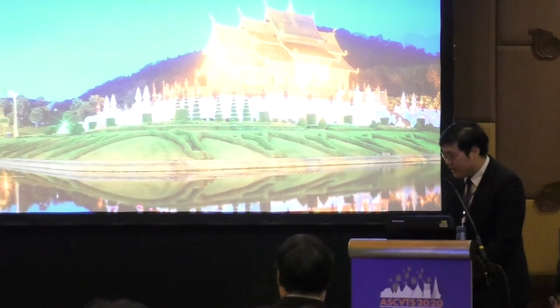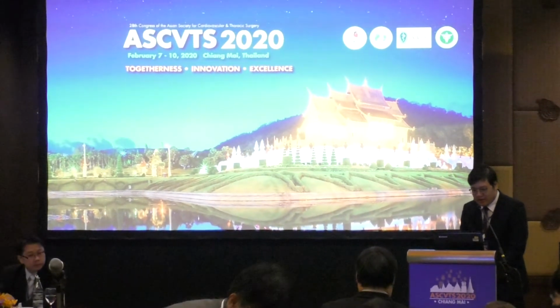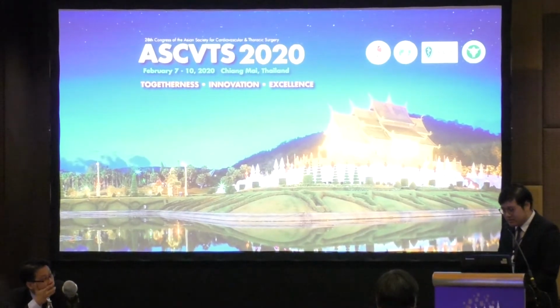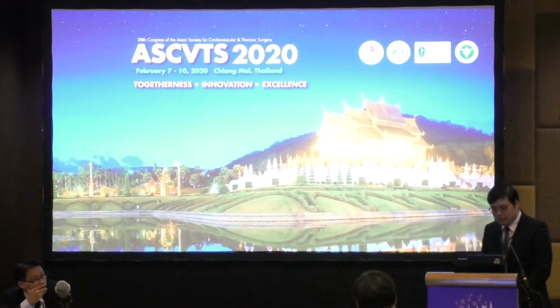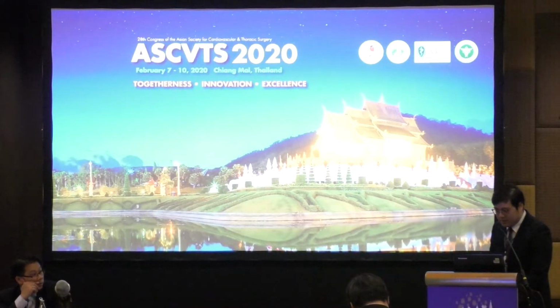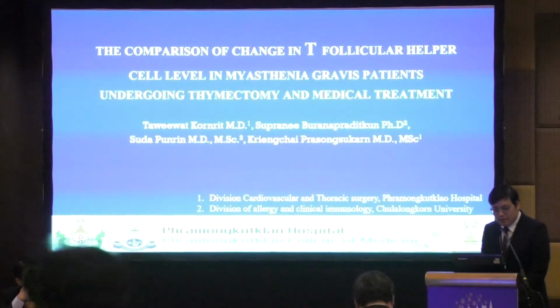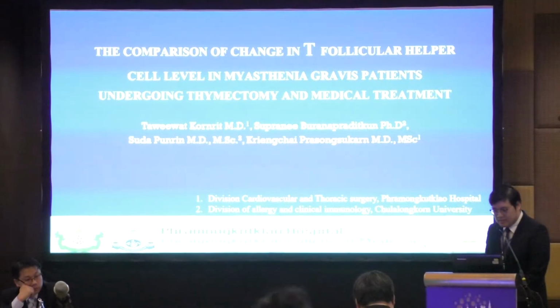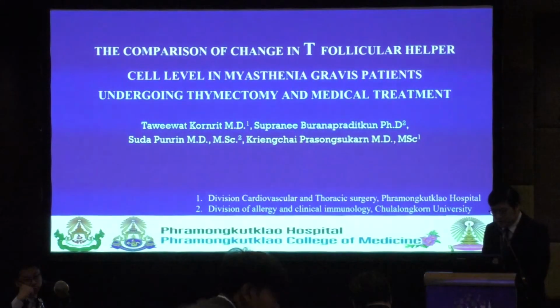Good morning, Chairman, Co-Chairman, and ladies and gentlemen. My name is Chavivat Golit from the Division of Cardiovascular and Thoracic Surgery, Thammasat Hospital. Today, I would like to present a study in cooperation with the Division of Allergy and Clinical Immunology from Chulalongkorn University: the comparison of change in follicular helper cell level in Myasthenia gravis patients undergoing thymectomy and medical treatment.